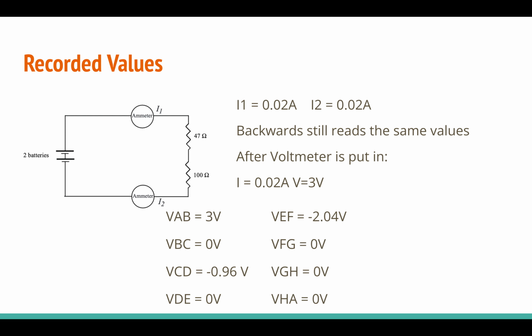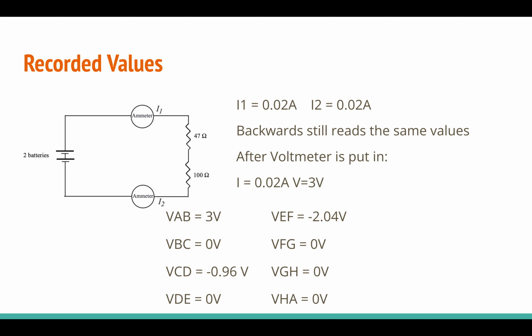So when I did the first part of the lab, I first predicted a current of 0.02 at both I1 and I2, and when I actually recorded those values, I found the same exact values. And so therefore I was right in my prediction. And if we move the ammeter prongs backwards, it still reads the same value. After the voltmeter is put in, the current still reads 0.02 amps, but the voltage reads 3 volts.